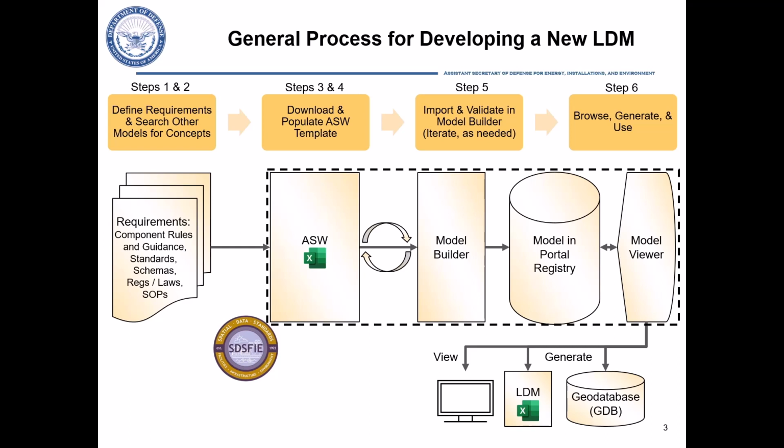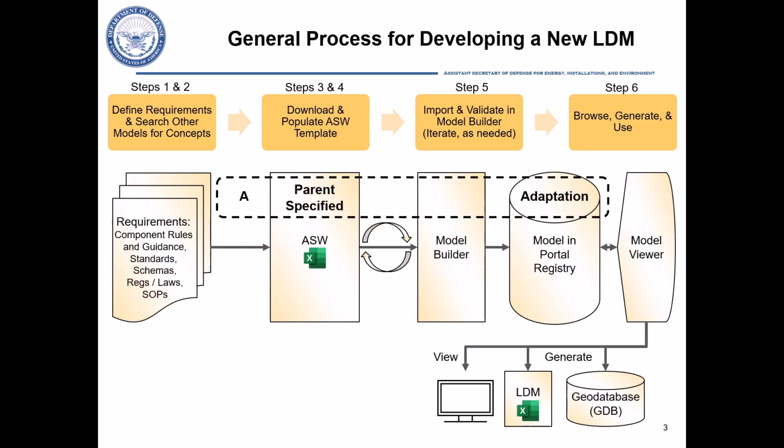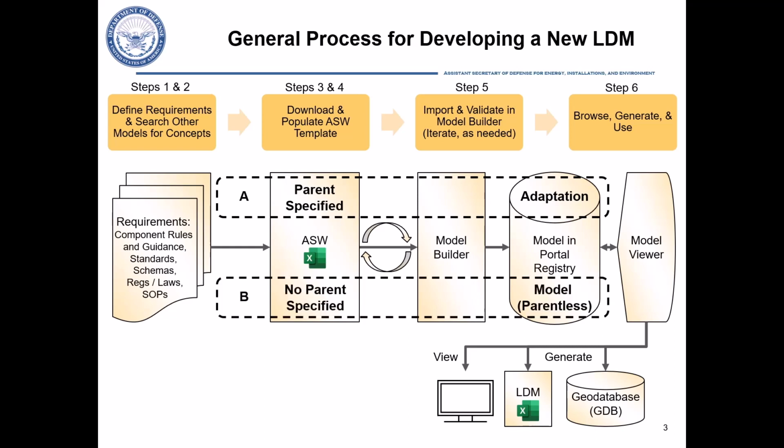Within this general workflow, there are two options available to provide additional flexibility and functionality for the types of models to be created. First, as mentioned previously, the ASW provides for specification of a parent model. If specified as in Case A, then an adaptation of the specified parent model is created. This is the most common use case for Model Builder.